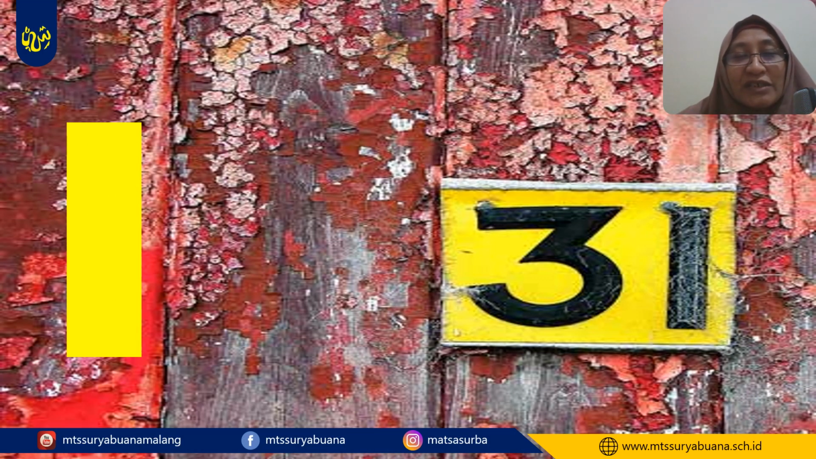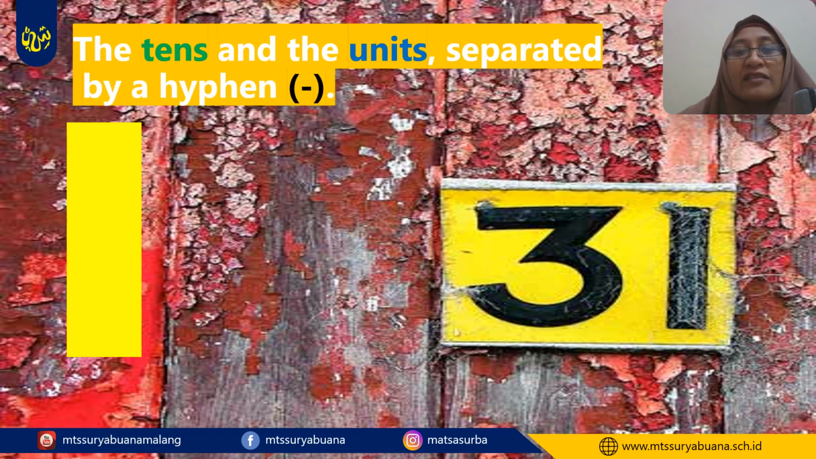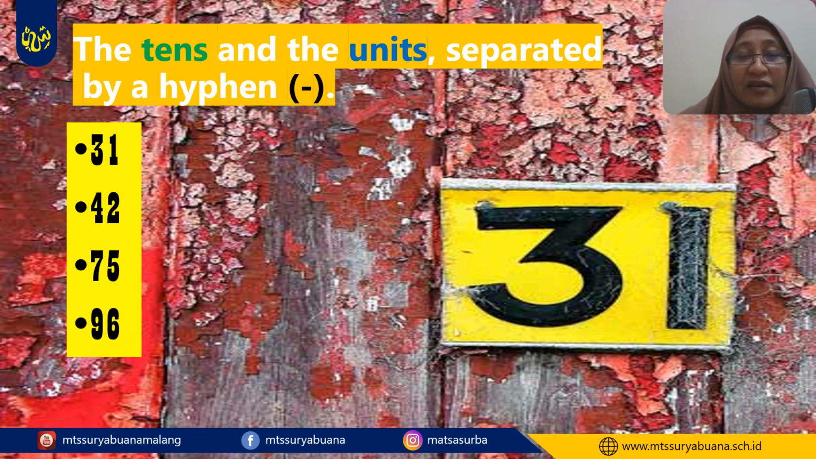Ty numbers have the tens and the units. They are separated by a hyphen. Look at this. This one is 31, 42, 75, and 96. How to write the numbers? Let's have a look.